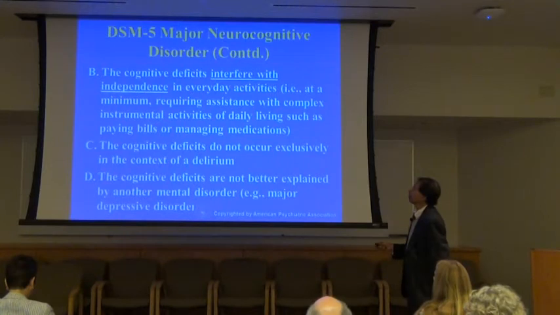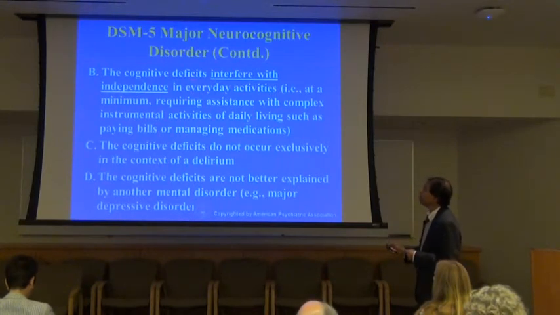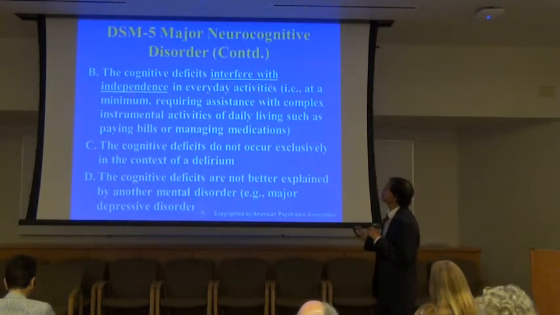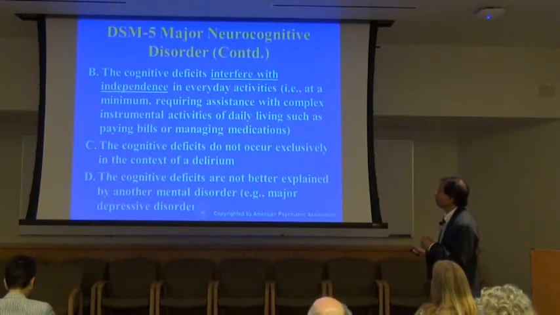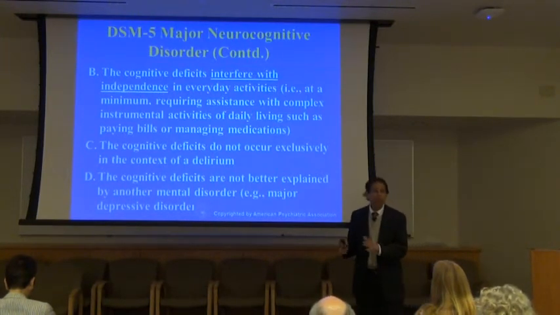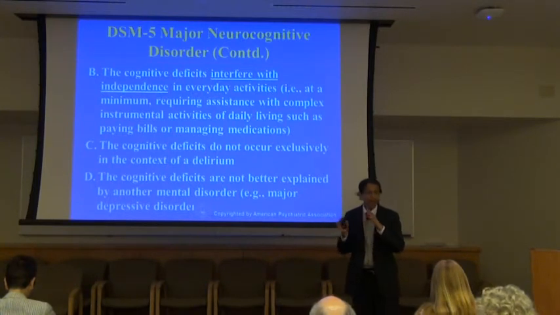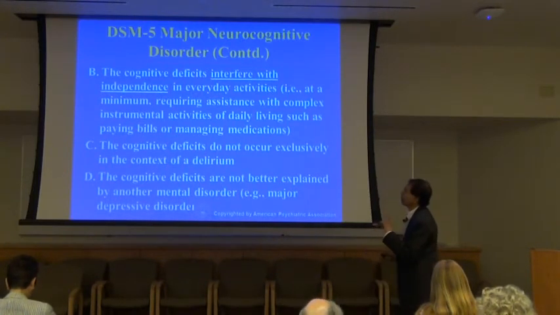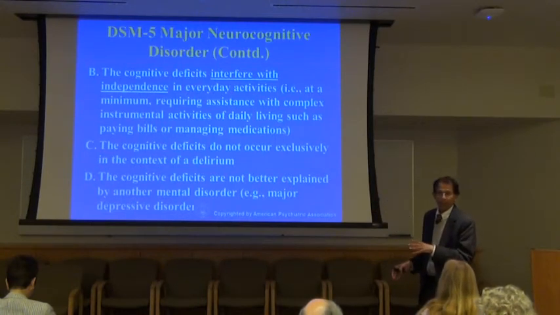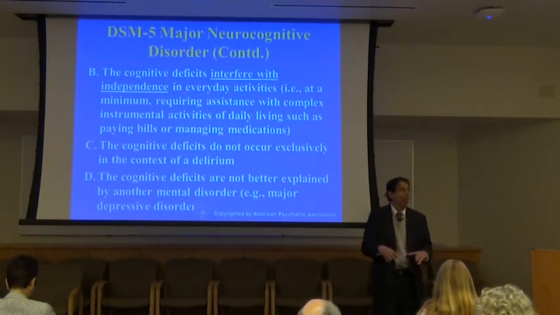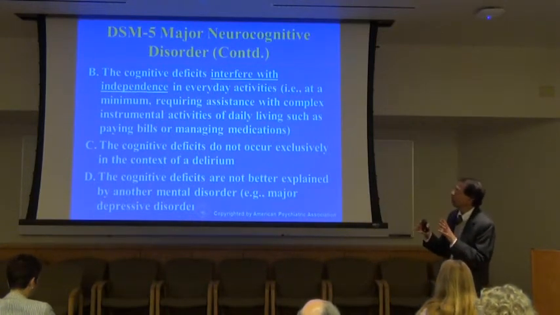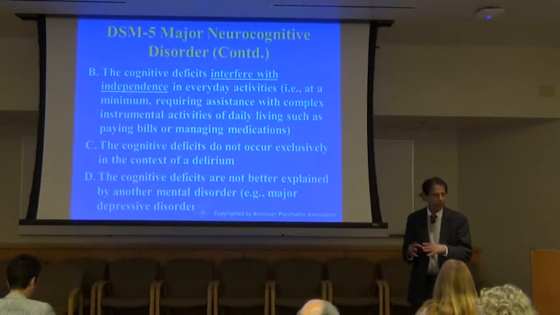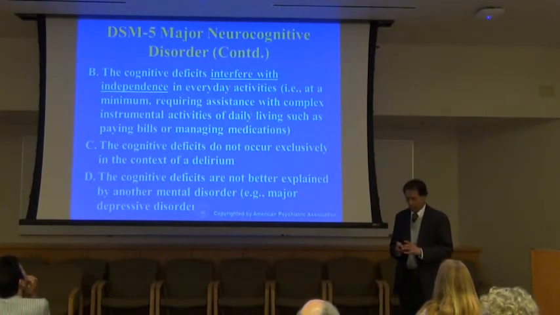And this is also important. It should be significant enough to interfere with independence in everyday activities, that is the instrumental activities of daily living. So things like paying bills or managing medications, where the person cannot do that and needs somebody else's help. That is important, because when we look at the mild, there the person is able to do that, but with some effort and accommodation. Okay. So those are the two main things to remember: the significant cognitive impairment and that interferes with daily functioning.